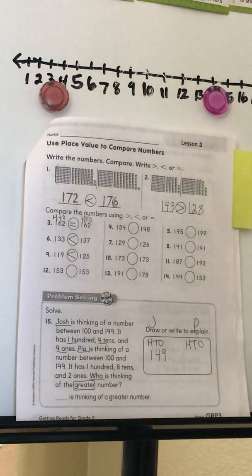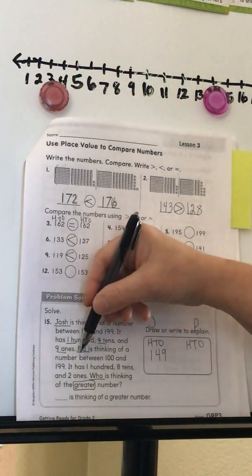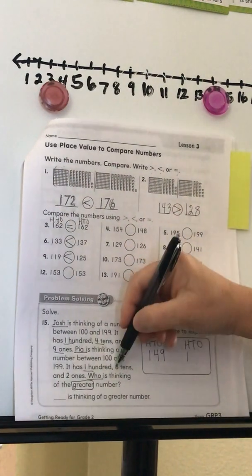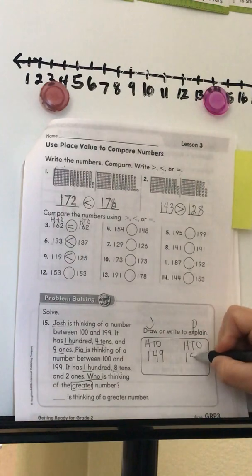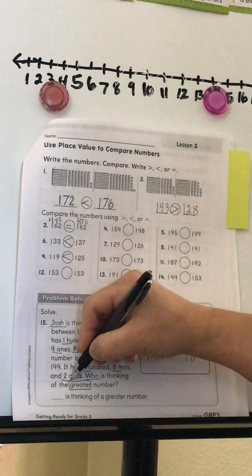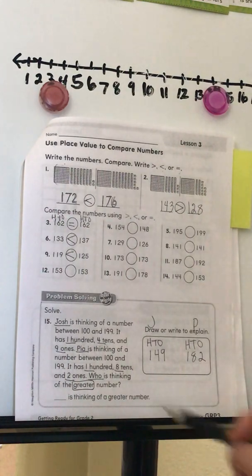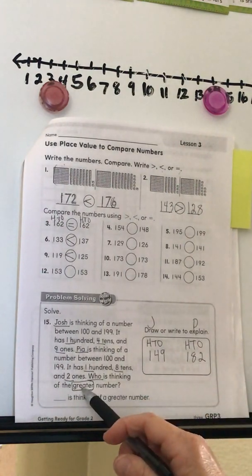Okay, now let's look at Pia's number. Pia's thinking of a number that has 100. So that's a 1 in the H. 8 tens. That's an 8 in the T. And 2 ones. That's a 2 in the O. So we need to know who is thinking of the greater number.